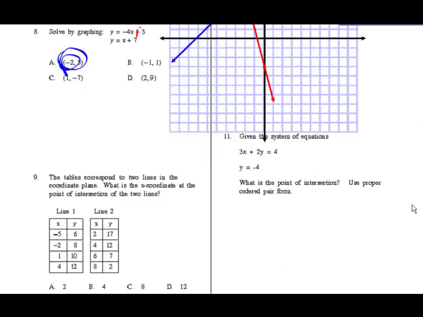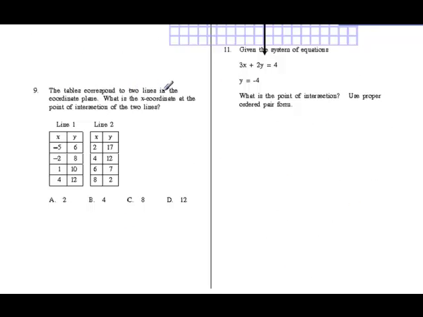Okay. Number 9. The tables correspond to two lines in the coordinate plane. What is the x-coordinate at the point of intersection of the two lines? So we know that when the two lines intersect, what do we know about that point? That's where they both are the same, right? Well, look at those two tables. Can you find where both the points are the same for each one? The 4, 12, 4, 12. Yeah, 4, 12 here, 4, 12 here. That must mean that's the only spot where they share the same point. Obviously, that's the point of intersection. Easy stuff. They want to know the x-coordinate. So what is the x-coordinate? 4. There we go. Yeah, so it's not so hard.